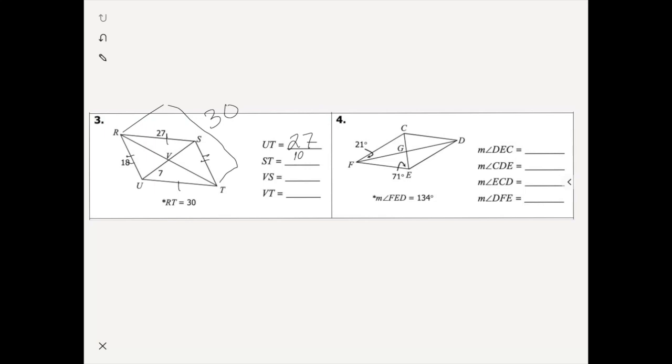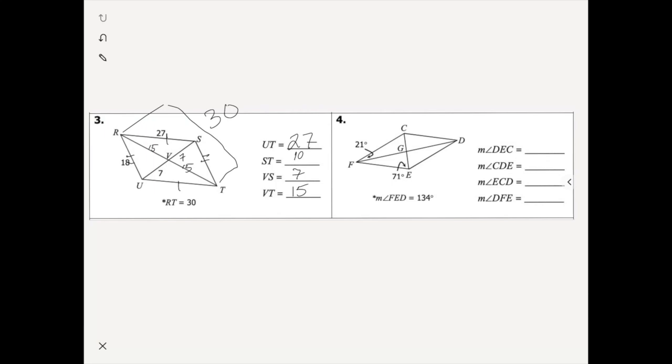Now, if we're trying to figure out VS, we know that UV is 7. These two are congruent. So that means VS is also 7. And if they told us that RT is 30, then we know that RV and VT need to be congruent. So that means that this is 15 and this is also 15. Let's look at number 4.